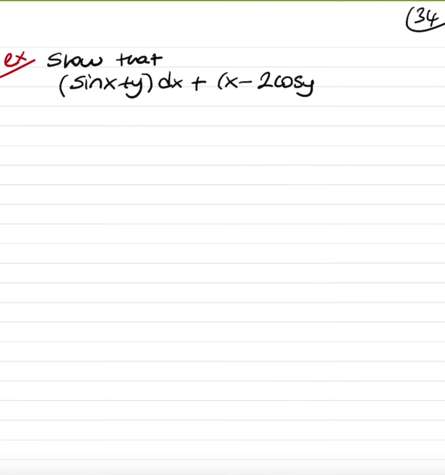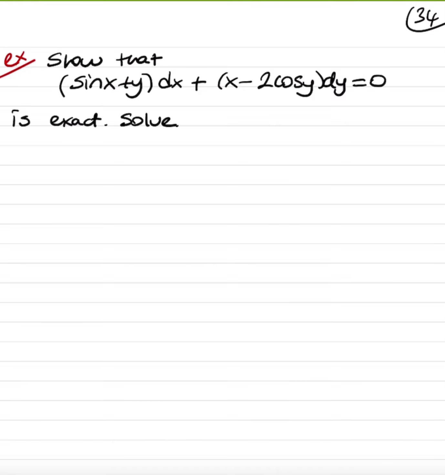Okay, let's continue. Example number 2. Show that (sin x + y) dx + (x - 2 cosine y) dy = 0 is exact. Show that it is exact, and then solve. We will solve the equation.